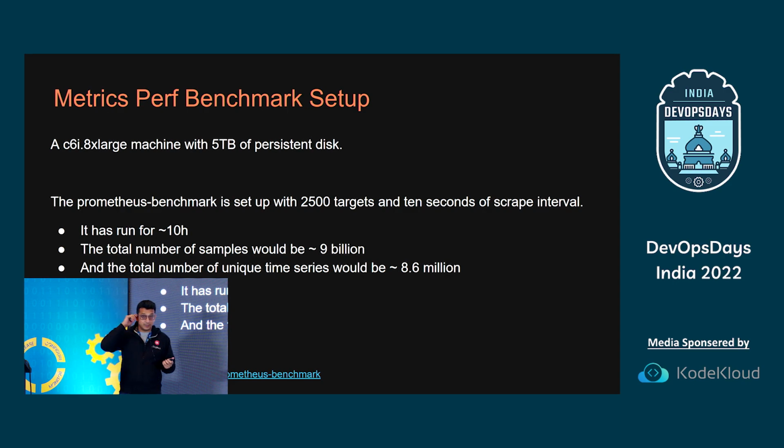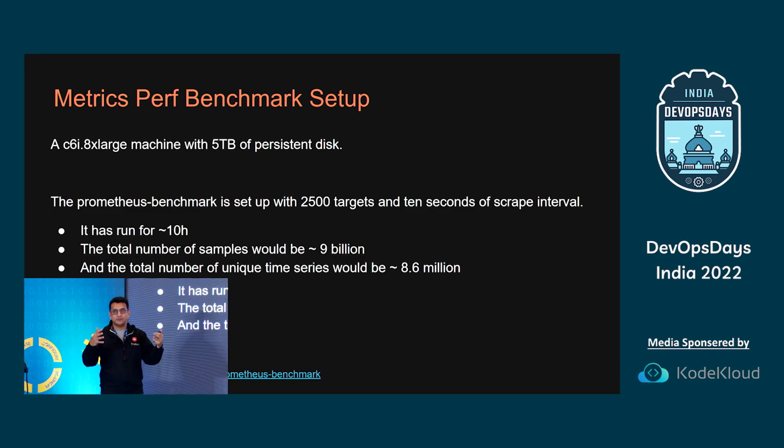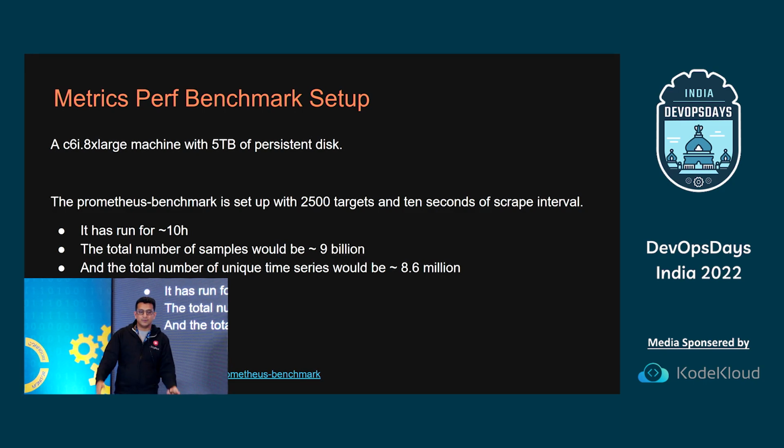There is a benchmark tool or GitHub repo published by Victoria Metrics, called Prometheus benchmark. It basically tries to simulate 2,500 targets that are generating data and scrape it with different scrape intervals, and you can ingest into your system to figure out how it is working. So in total, we ran it for 10 hours.